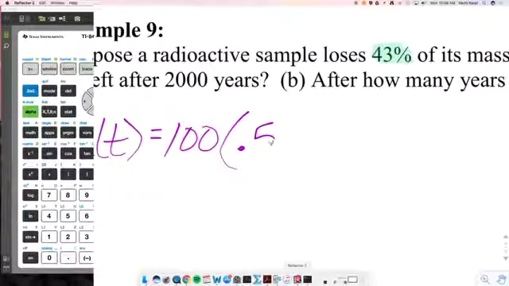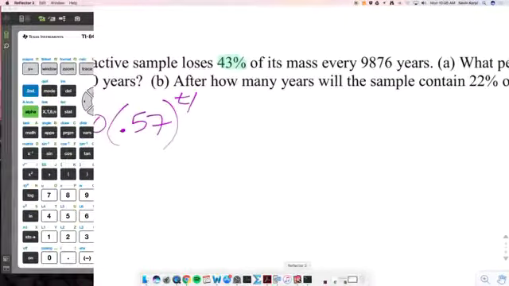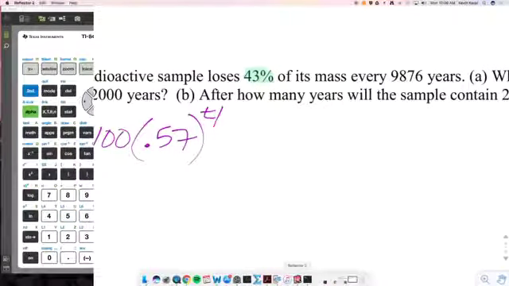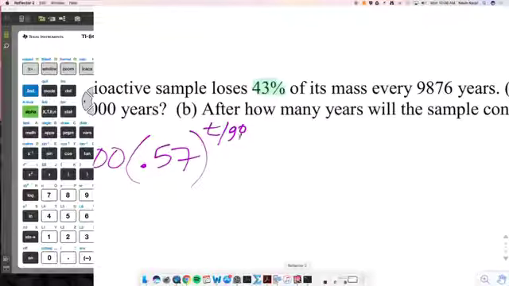0.57. Very good. 0.57 or 57 hundredths. Okay, because that's 100 minus 43 to get 57%, and then we convert it to a decimal. Raised to the T divided by, because it wasn't a half-life, it was a 0.57 instead of 0.5. But what's the exponent going to be if we measure in years? 9876. And we should probably declare that. Once you put that there, go ahead and declare what you're measuring T in.